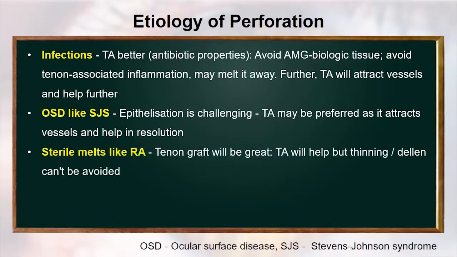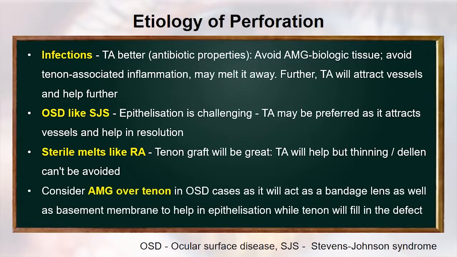Sterile melts like rheumatoid arthritis, again tenon graft will be very great. It works beautifully well. TA can also work here, but there is a sterile melt, there's a big delle over there, so it cannot fill in that gap. So for that you need to use either multi-layered AMG or tenon. We like using tenon patch graft as I've shown you in one of the cases.